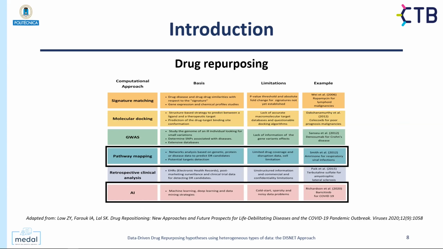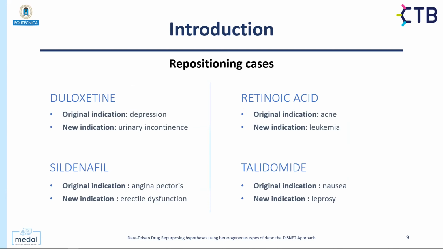Target-based. So there are many examples of drug repurposing cases. Probably you know some of them. We have the first two, duloxetine and retinoic acid. For example, duloxetine was originally used for depression and now is used in urinary incontinence, or the retinoic acid that has been used for acne and now is used in leukemia. But there are two that are probably more known, that are sildenafil. Okay, sildenafil was a compound developed by Pfizer that was originally trying to be used against angina pectoris and now is used for erectile dysfunction.